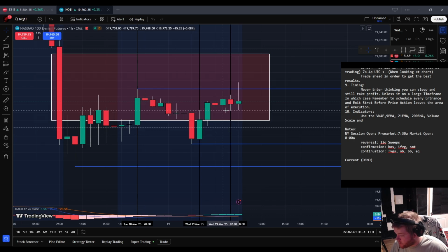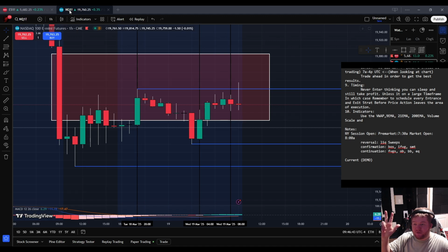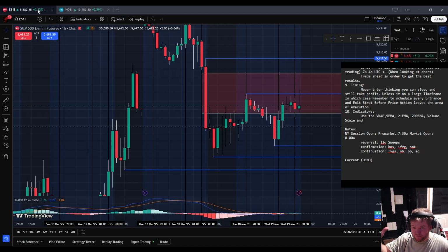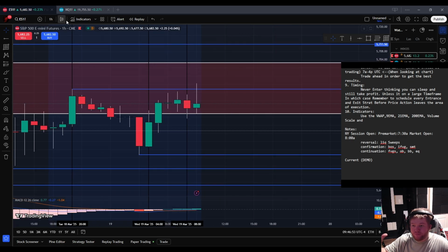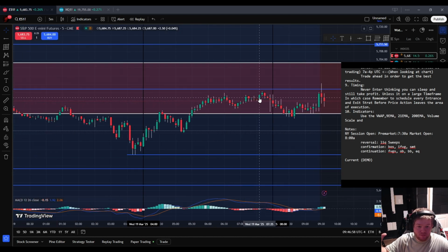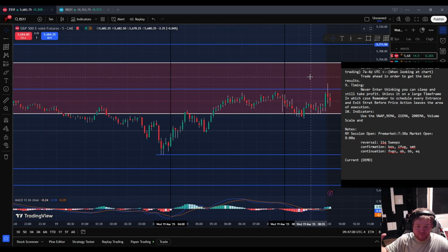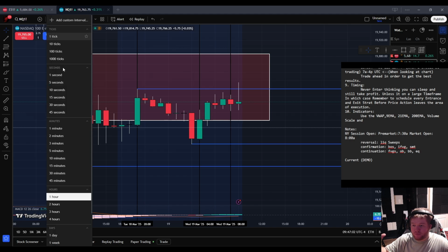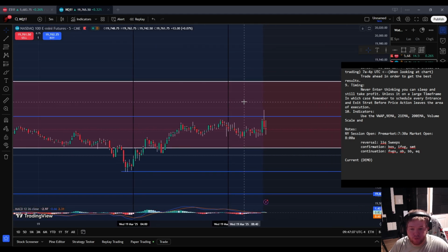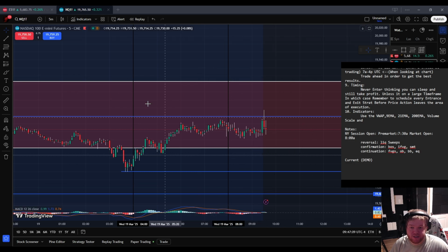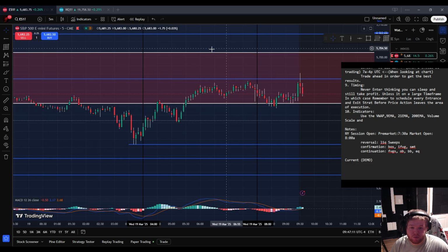Scale to 5-minute time frame, wait for confirmation: break of structure, inverse fair value gap, or SMT divergence. It says wait for one of those confirmations. We're gonna go to S&P. 5-minute from the 1 hour. We're gonna zoom way out. We can see what price is doing there.